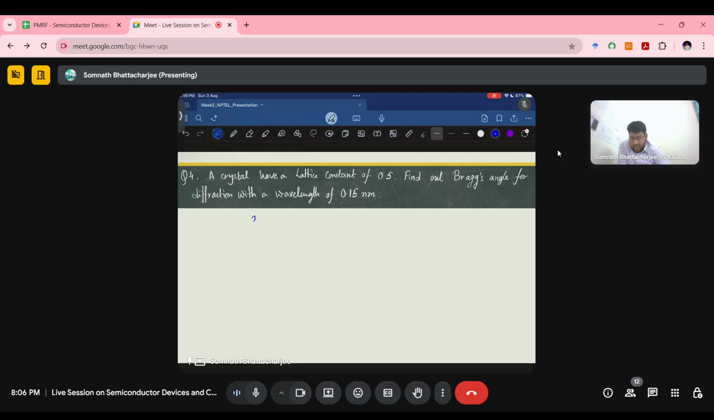So Bragg's formula was this. Try to solve this. Find the value of theta. That's it. Let's try it, then I'll explain.